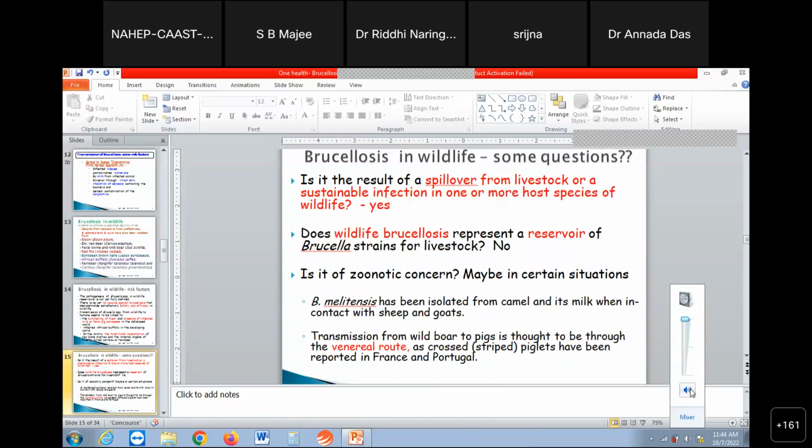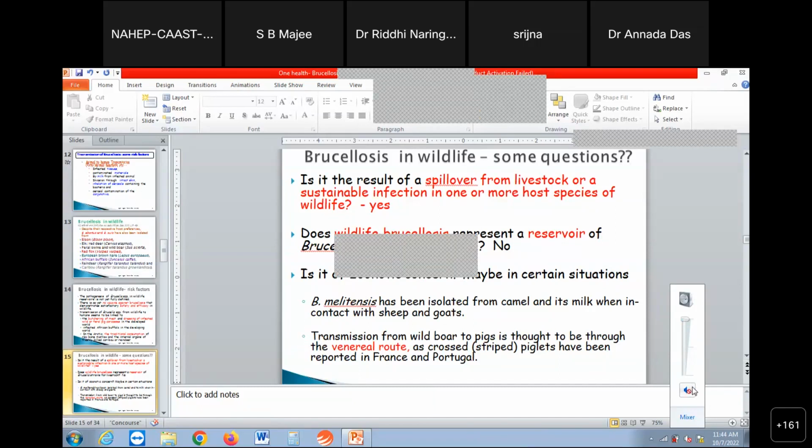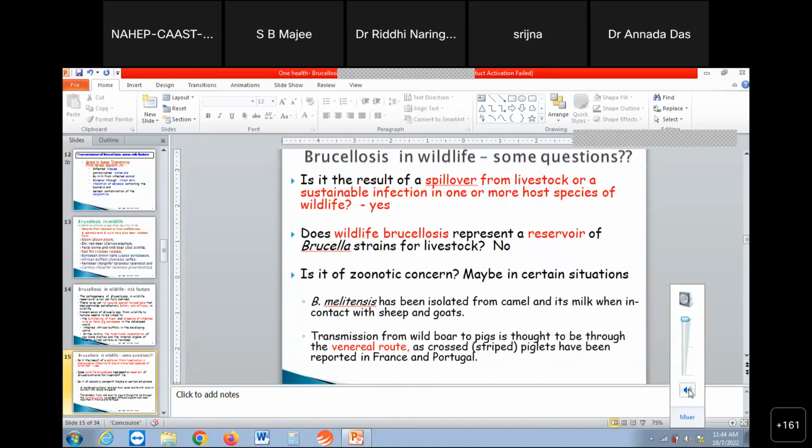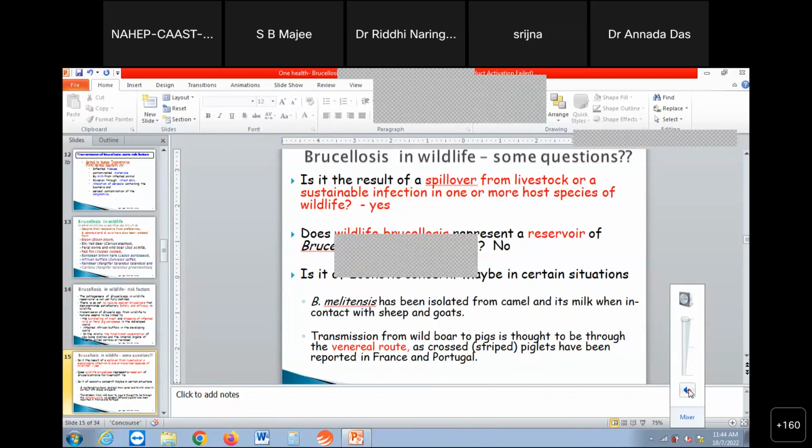An example has been the presence of Brucella melitensis from camel and its milk, when that camel was in contact with sheep and goats, especially in the desert areas in Rajasthan and other areas. Also, there are many other areas where the deserts are there. There is a presence of camels there, and melitensis has been isolated. So again, transmission between species. If such camel milk is consumed by the nomads or the Bedouins, this milk can cause brucellosis.